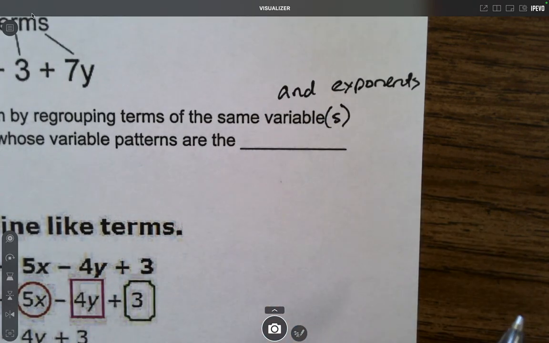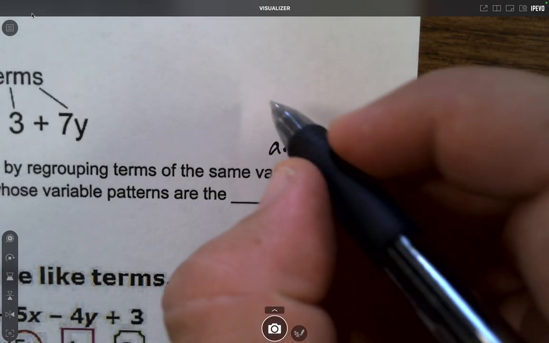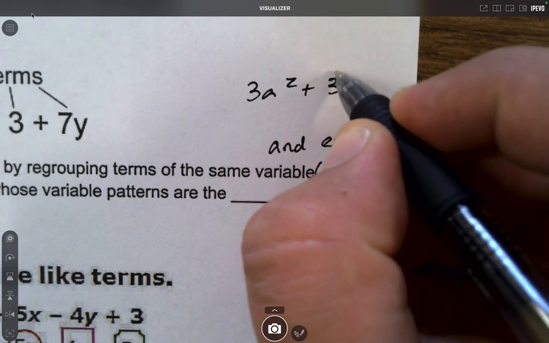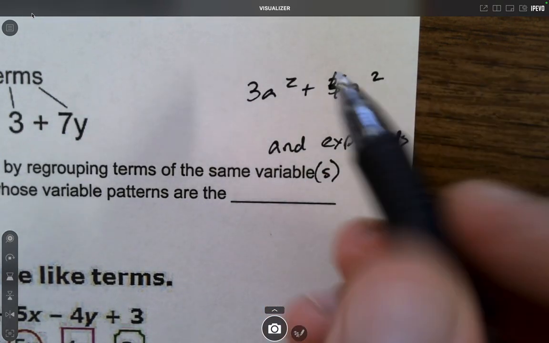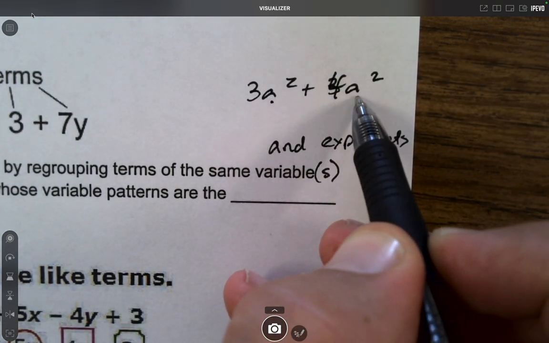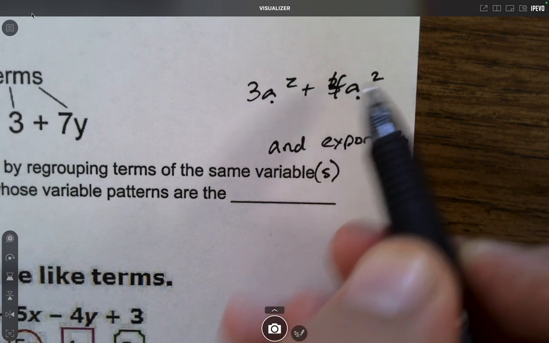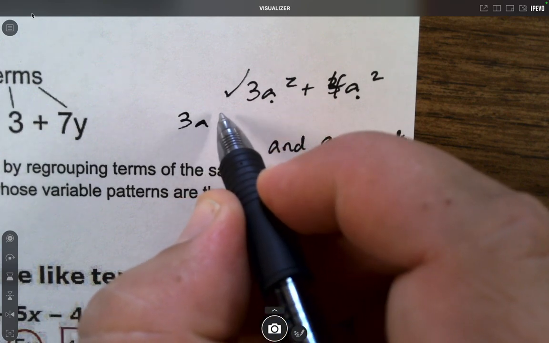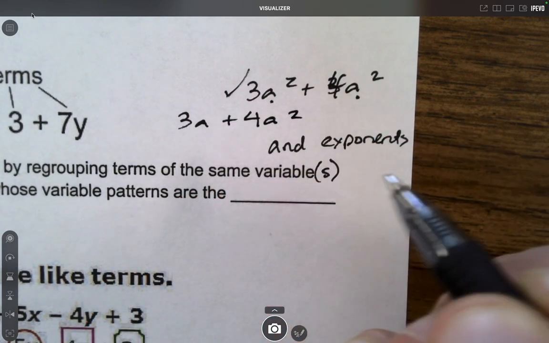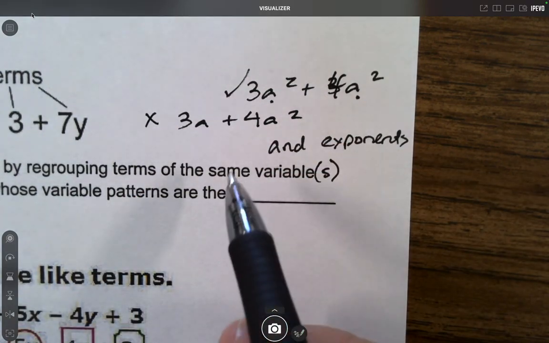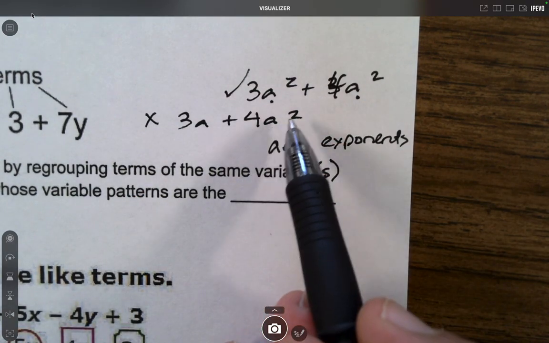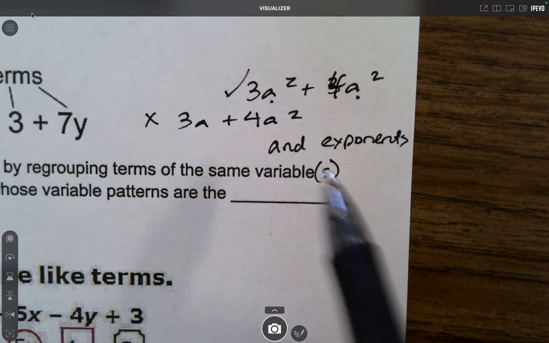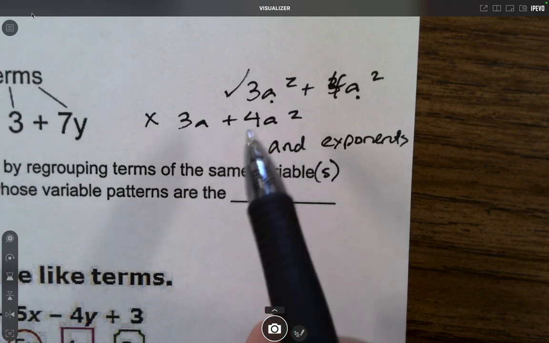But it has to have the same variables and the same exponents. Just to briefly explain what I mean, I could combine 3a squared and 4a squared because both of them have a as a variable and both of these a's are squared. So these are like terms. However, if I had 3a plus 4a squared, these two are not like terms because even though they both have an a, this one is squared, this one is not. So they have to have not only the same letter, the same variable, but also the same exponent.